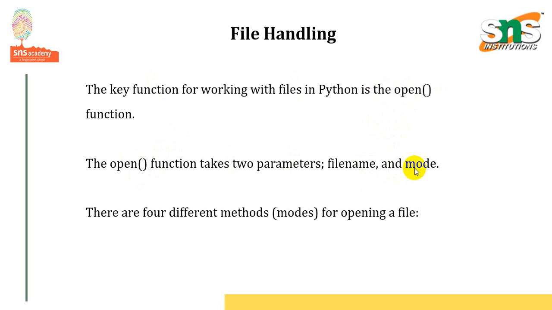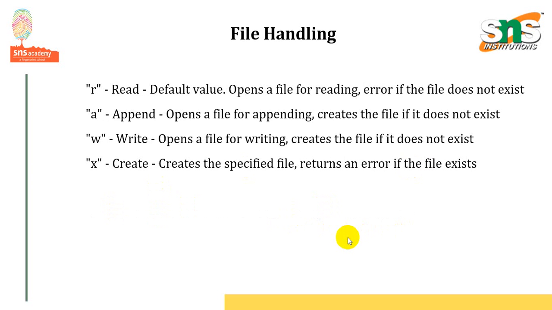Then followed by the mode of the operation which you are going to perform. In general, the mode is either read or write. These are the modes of operation that can be involved. There are four different modes available when opening a file, right? The four major modes available are R, second one A, third one W, and fourth one X.